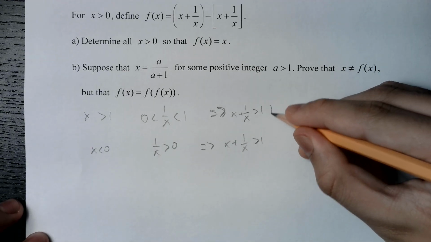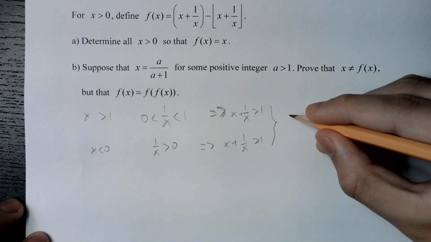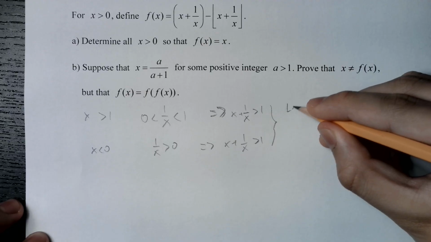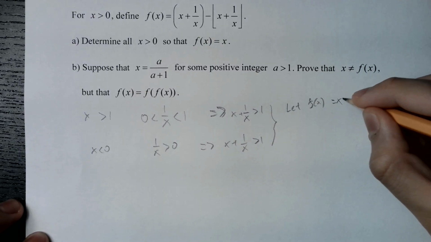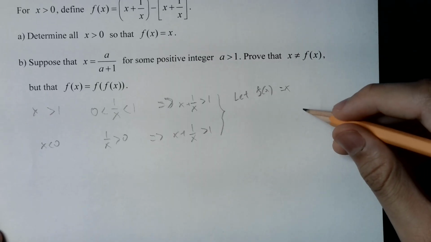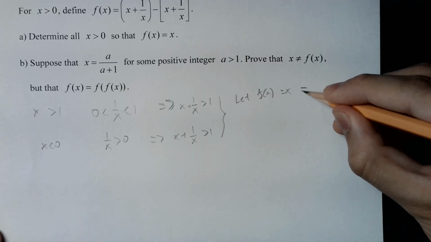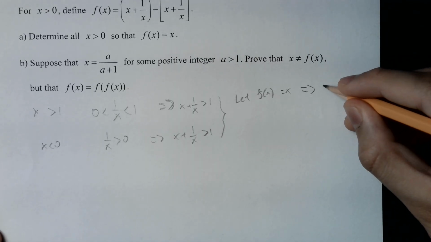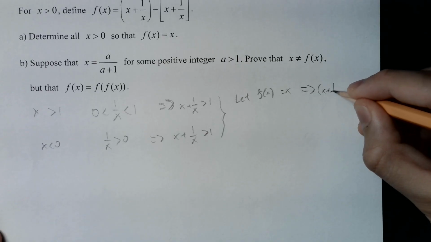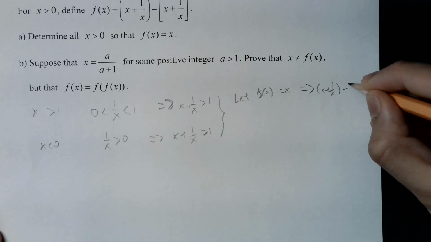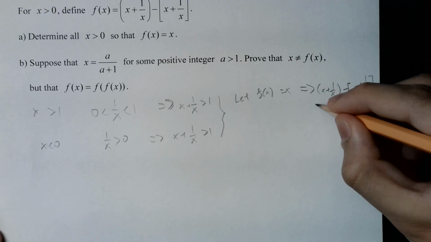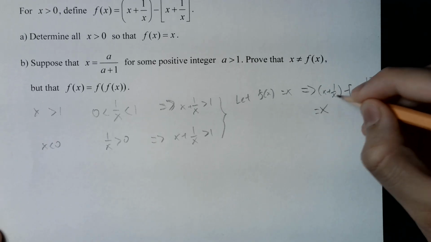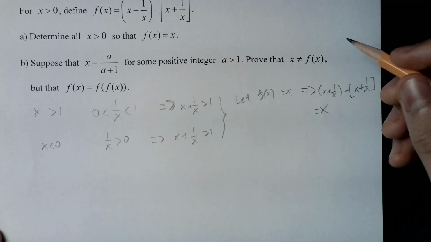So now let's let f(x) be equal to x, as we're trying to prove that this works. So this can then be turned into x + 1/x minus [x + 1/x], and this is going to be equal to x, right? That's what we're trying to prove.